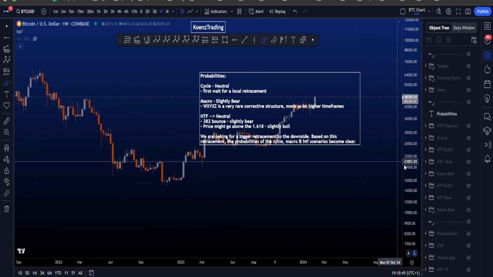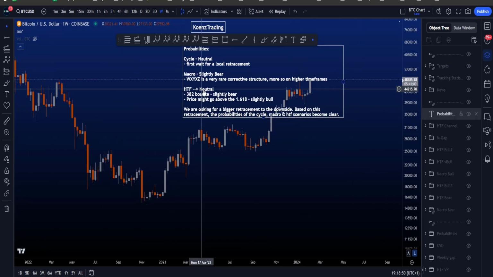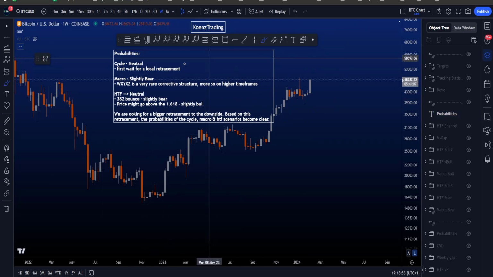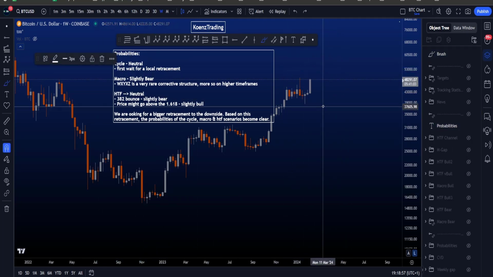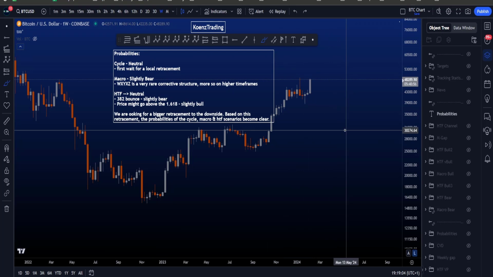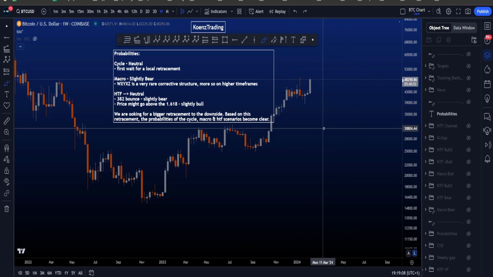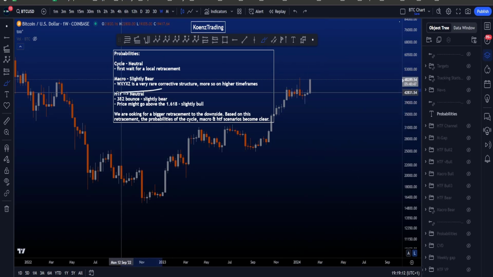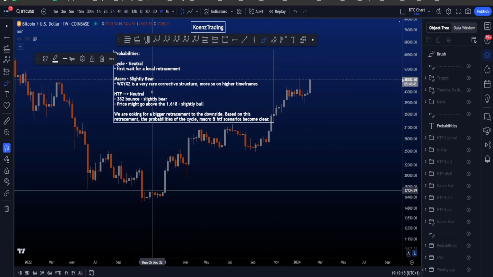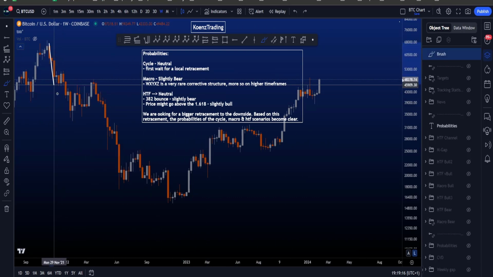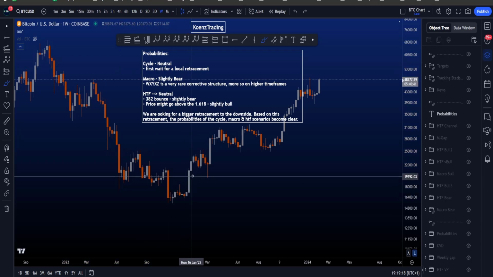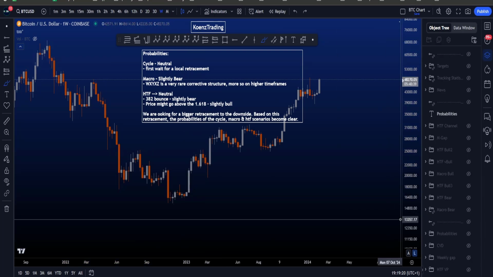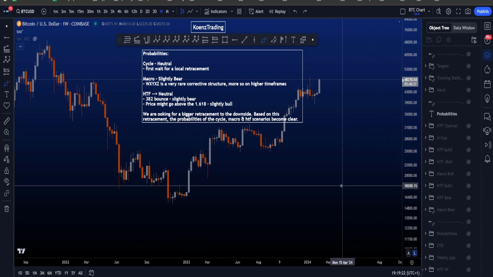So if we then look at the probabilities of the different scenarios, then on the cycle time frame, probabilities at the moment are neutral. We first have to wait and see what happens over here because both the bullish and bearish scenarios are possible. So we have to wait for local structures to give us more confidence and more probabilities for either up or down. On the macro, the probabilities are slightly bearish just because a WXYXZ corrective structure to the downside is very, very rare, more so on the higher time frames.